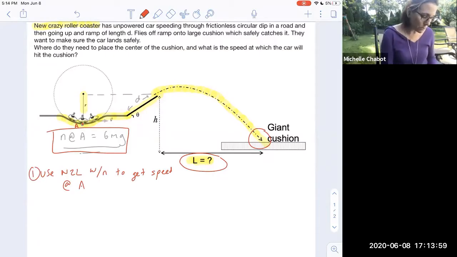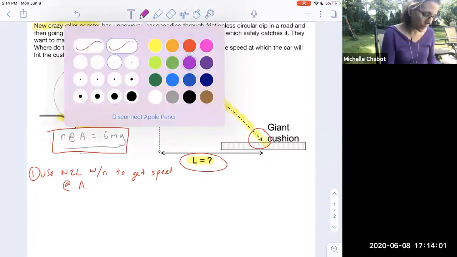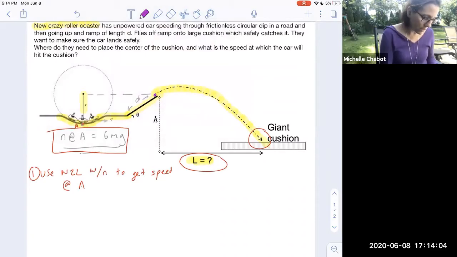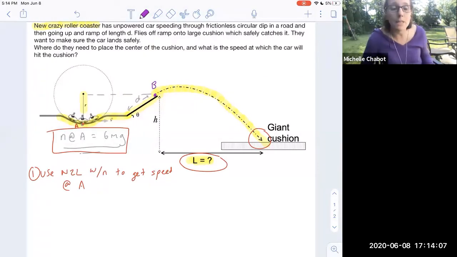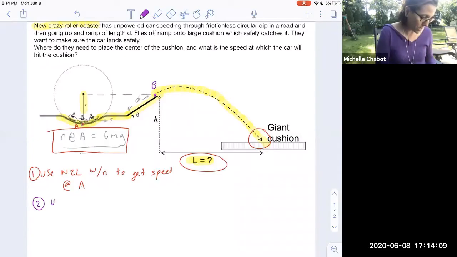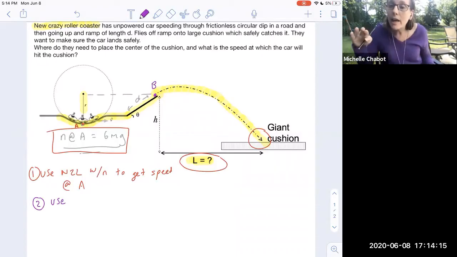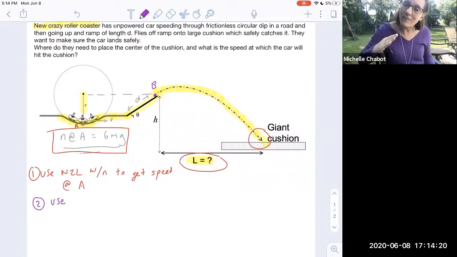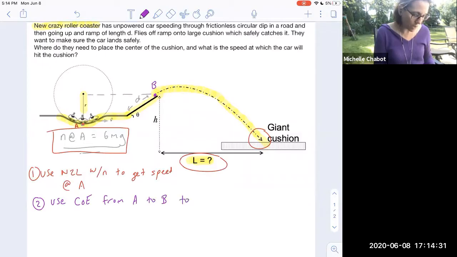Then once we know the speed at point A, I'm going to label another point here, point B. We are then going to imagine we have this change in height, and so we need to figure out what's the speed at point B. Again, a change in height is very often a conservation of energy step. So we're going to use conservation of energy from A to B in order to get the speed at point B.